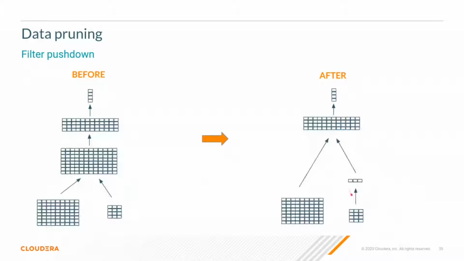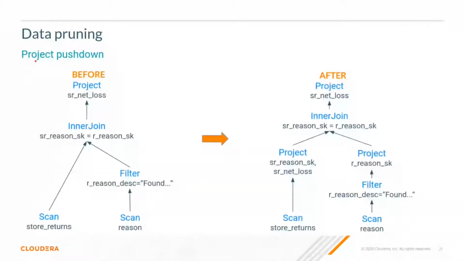Now let's see another very, very common optimization that is also widely used, which is called project pushdown. If you notice here, the result of the query needs only the net loss column. So it is not important to bring back every column after the join, but we can remove those that are not needed. Concretely, here we are going to keep only the reason surrogate key and the net loss coming from the store returns relation, because we need reason for performing the join and net loss for the result.